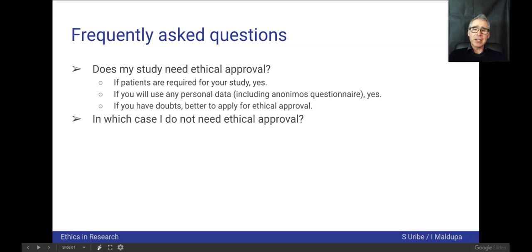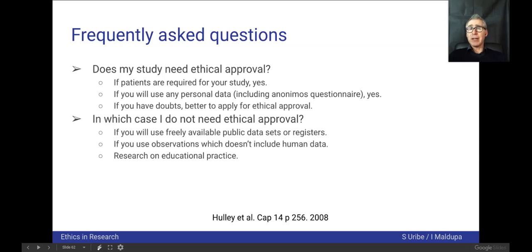However, when in doubt, the best behavior is that you should apply for the ethics committee review and discuss your situation. And second, there are some situations where you may not need ethics committee approval. For example, if you use freely available public data, if your observations don't include human data, or if this is, for example, a research on educational practice. But anyway, the important thing here is that you must apply, and it is the ethics committee who will grant the necessity or not of the ethical approval. So an ethics committee can also dispense this necessity.